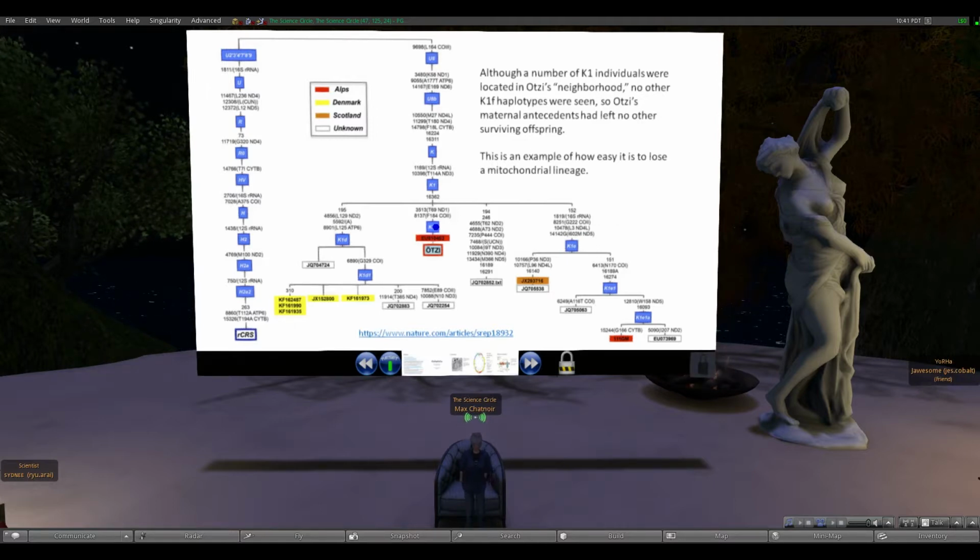And that just shows, I mean, he's only 4,000 years old. So that just shows how easily a particular mitochondrial lineage can get lost. So we've gone from so-called mitochondrial Eve about 177,000 years ago to Otzi about 4,000 years ago, and all of you also have mitochondria. And do any of you know what your haplogroups are?